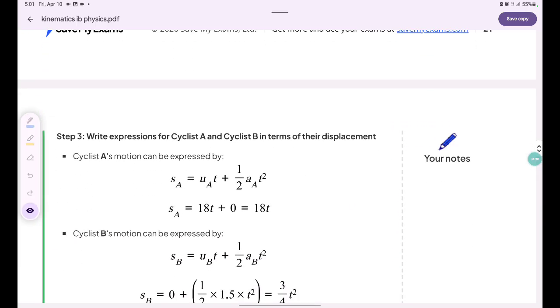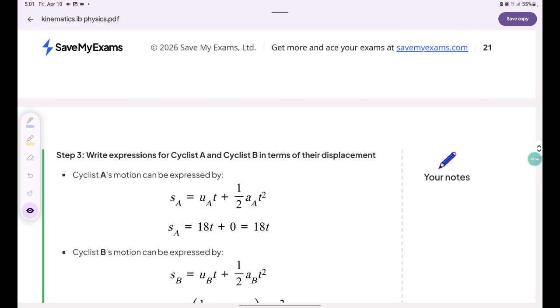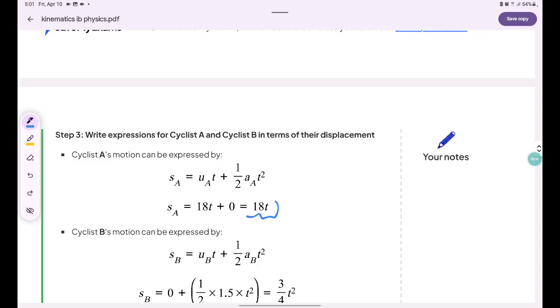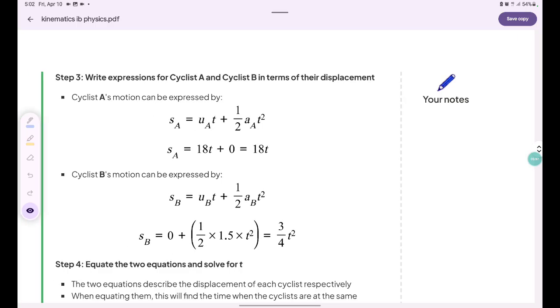Step 3, write expressions for cyclist A and cyclist B in terms of their displacement. Cyclist A's motion can be expressed by SA equals uAt plus half aAt squared. SA is going to equal 18t plus 0. That gives us 18t. Cyclist B's motion can be expressed by SB equals uBt plus half aBt squared.